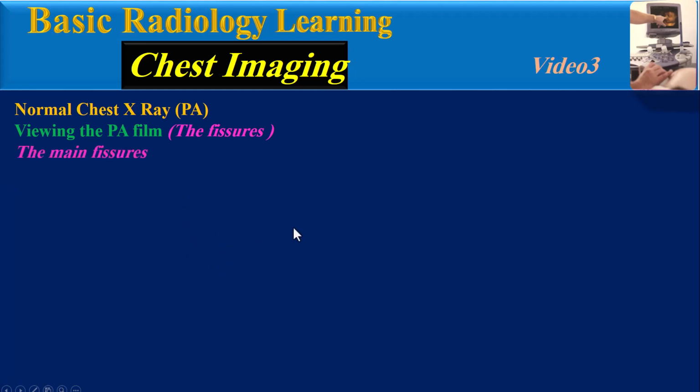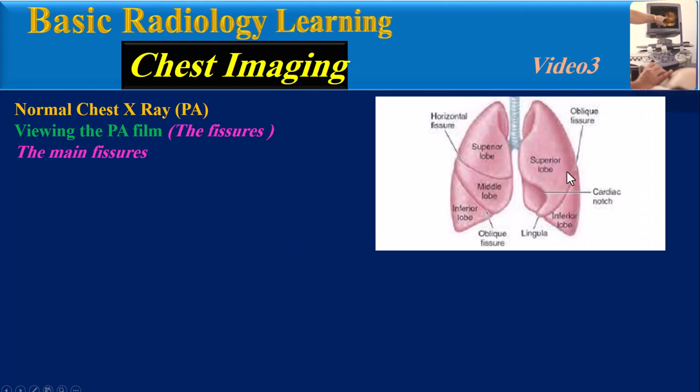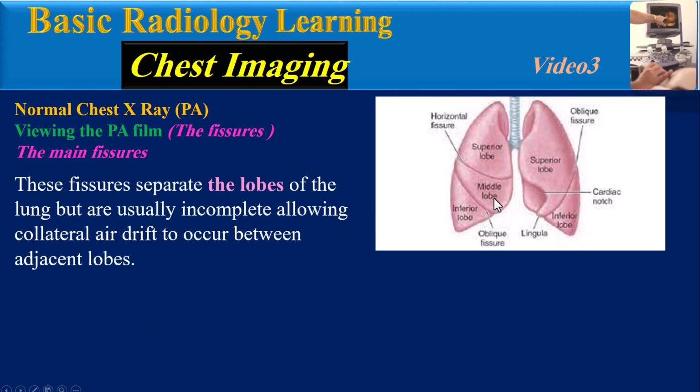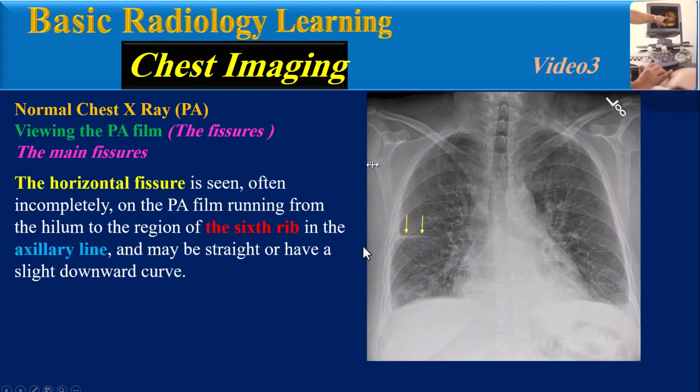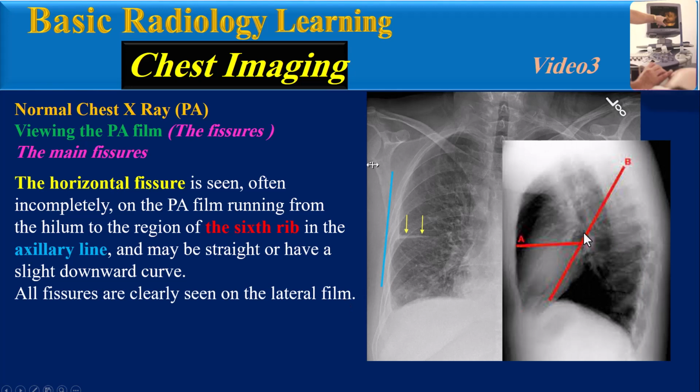The main fissures of the lungs are the right oblique fissure, left oblique fissure, and right horizontal fissure. These fissures separate the lobes of the lung but are usually incomplete, allowing collateral air drift to occur between adjacent lobes. The horizontal fissure is often seen incompletely on the PA film, running from the hilum to the region of the sixth rib in the axillary line, and may be straight or have a slight downward curve. All fissures are clearly seen on the lateral chest radiograph, which will be explained in future videos.